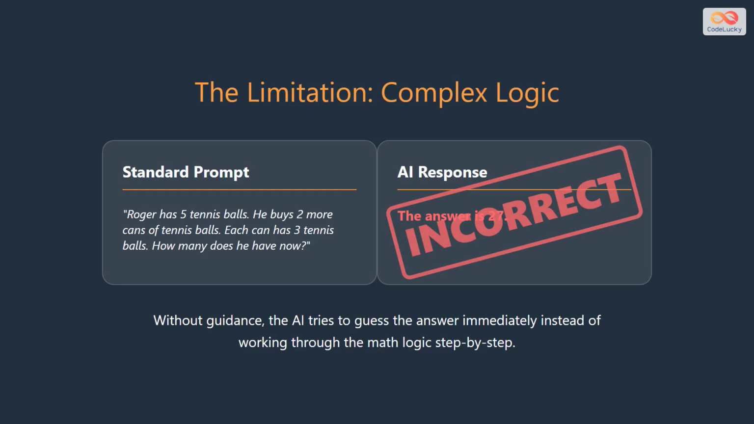However, standard prompting often fails when we introduce complex logic or math. Look at this example. We ask a word problem about tennis balls. The AI sees the numbers 5, 2, and 3 and tries to combine them quickly, often guessing the wrong answer, like 27, because it didn't take the time to calculate the intermediate steps.